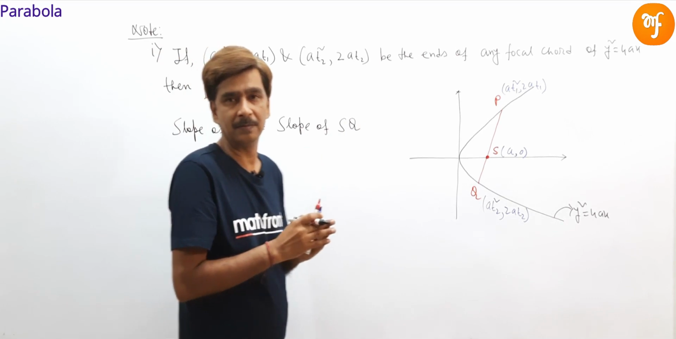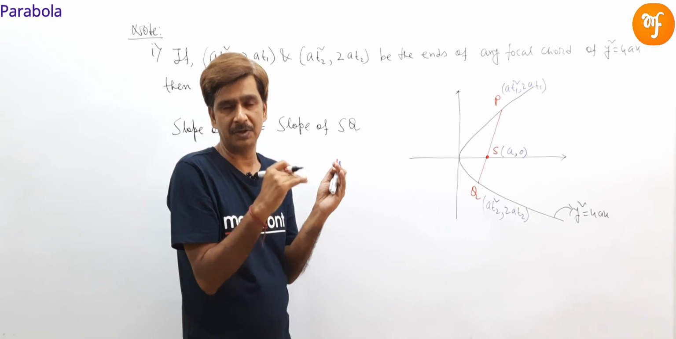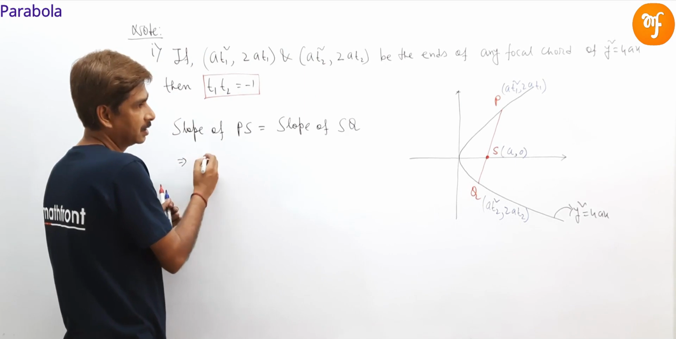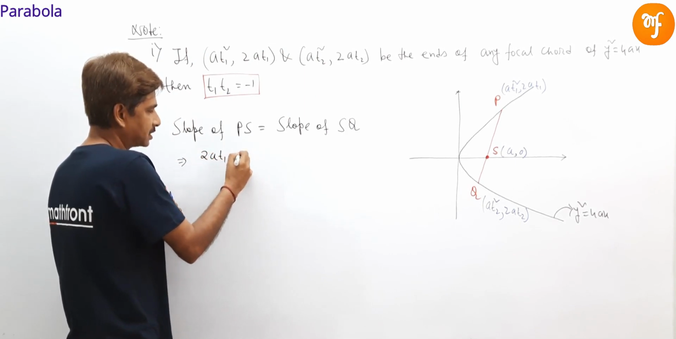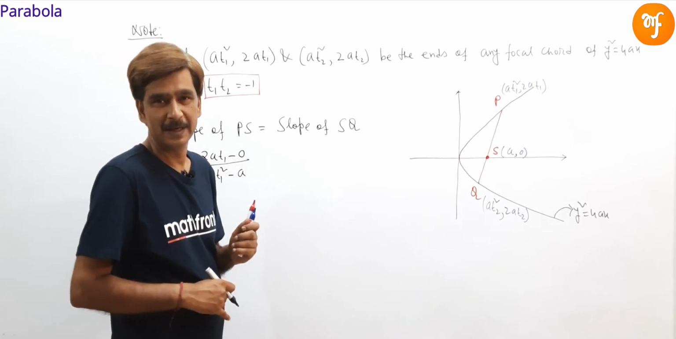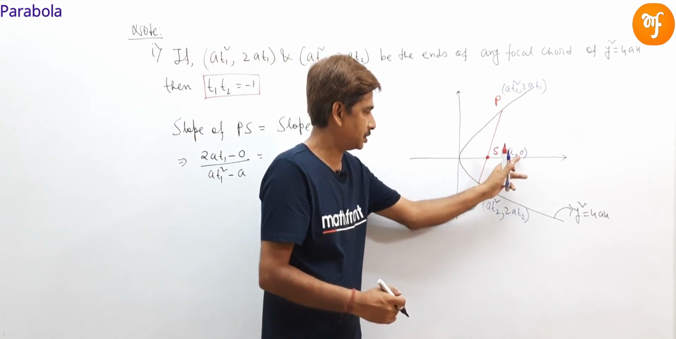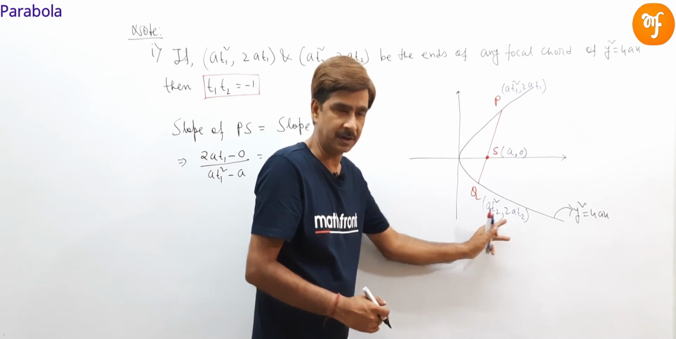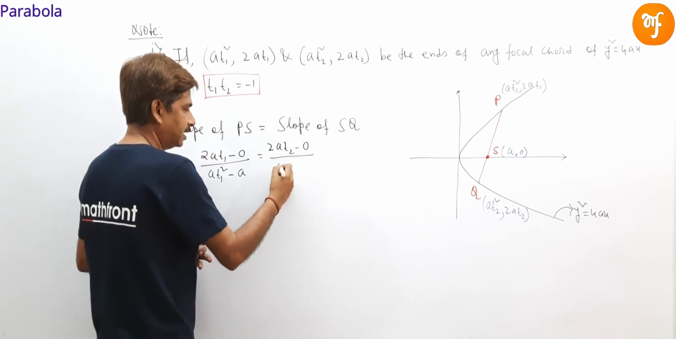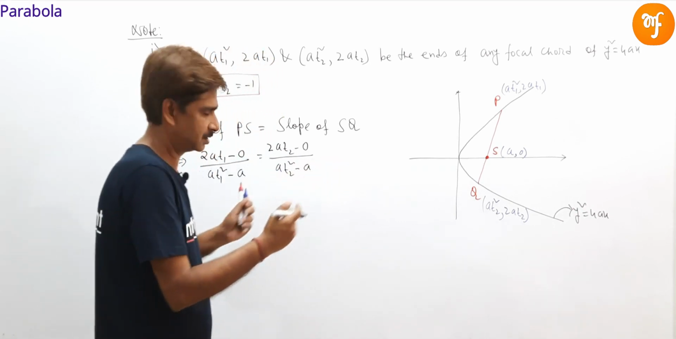Now what is the value of slope of PS? If we apply the formula slope = (y1 - y2)/(x1 - x2), we can say slope of PS is nothing but (2at1 - 0)/(at1² - a). Okay. Similarly, the slope of SQ can be determined by the points (a, 0) and (at2², 2at2), in the same way (2at2 - 0)/(at2² - a). Clear? Now just simplify it.